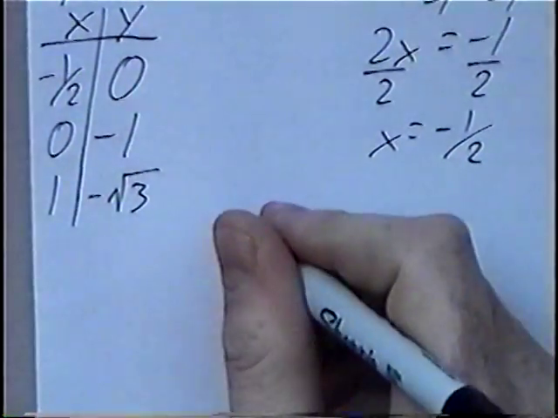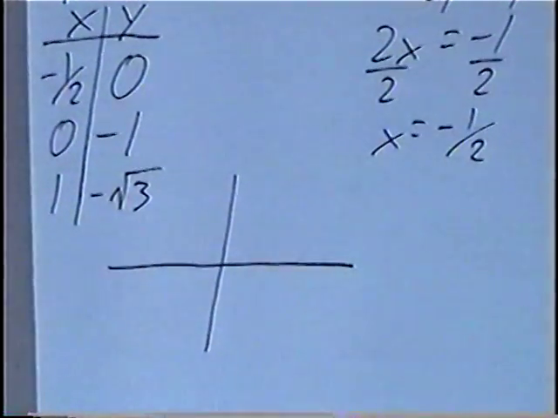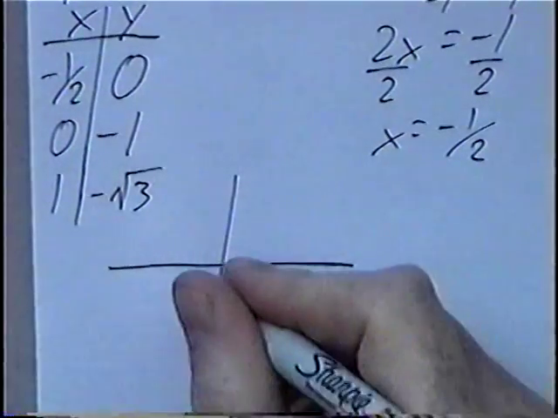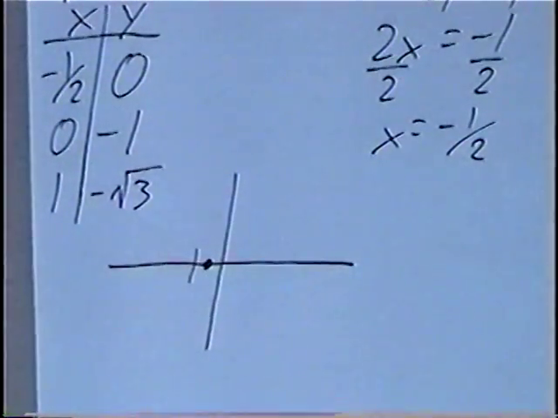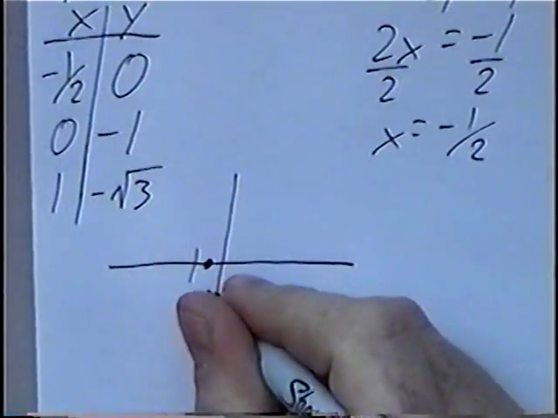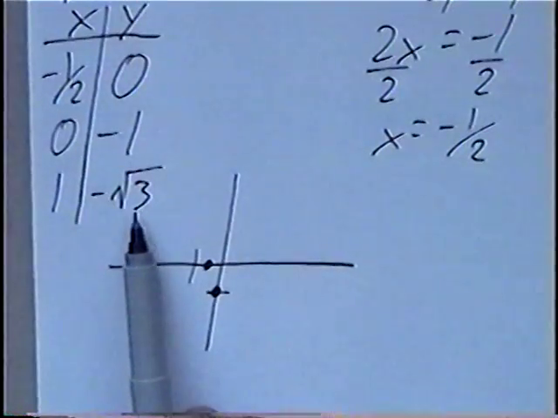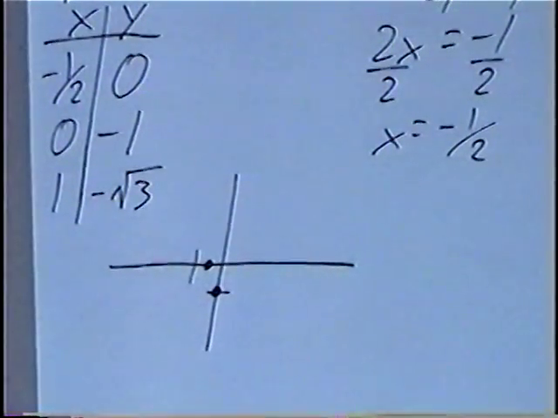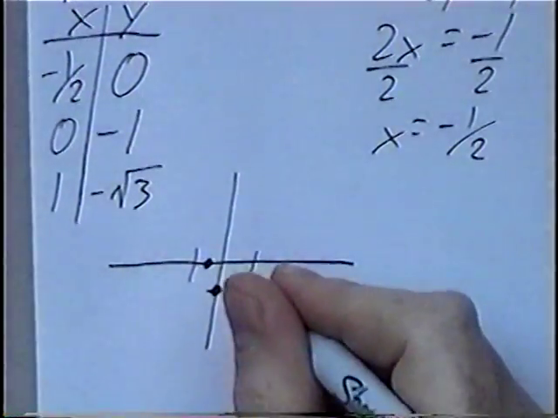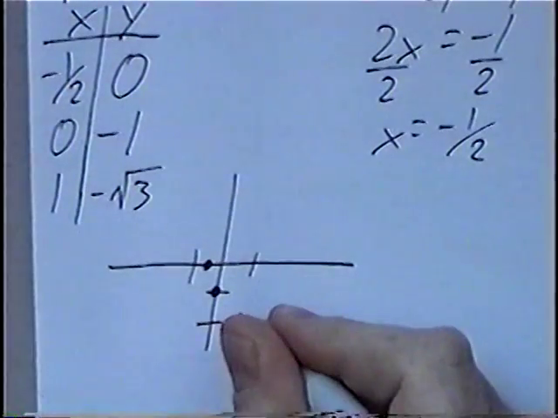Using these values again, we can draw the xy axis to graph the square root function. The first point would be at negative 1/2, 0. Second point would be at 0, negative 1. The square root of 3 again will be bigger than 1, but it'll be less than 2, since the square root of 4 would be 2. And it'll be negative, so in between negative 1 and negative 2.